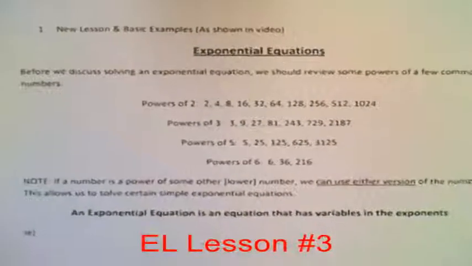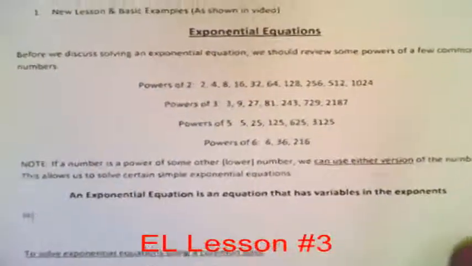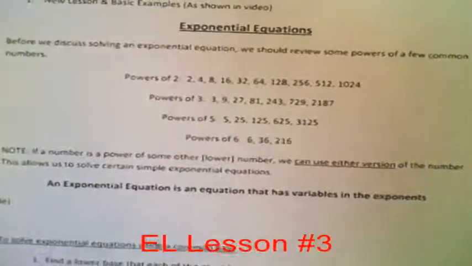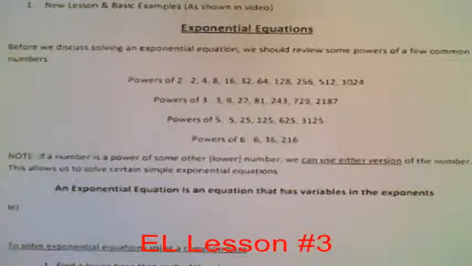Now before I do any of this, I just need to remind you of some common exponents, some common powers that really you should kind of recognize. You don't need to have them memorized, I guess. Powers of 2 are 2, 4, 8, 16, 32, 64, 128, 256, or so on. Powers of 3 are 3, 9, 27, 81, 243, 729, 2187. The powers of 5 and the powers of 6.